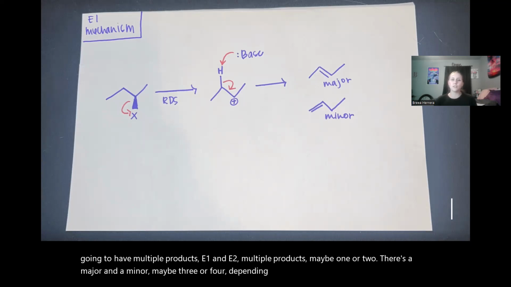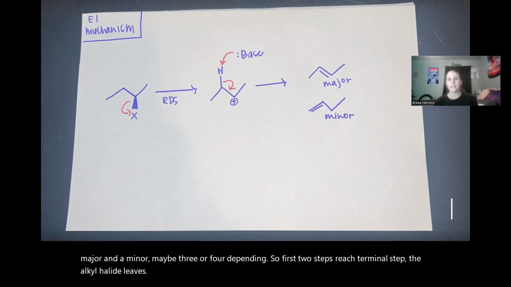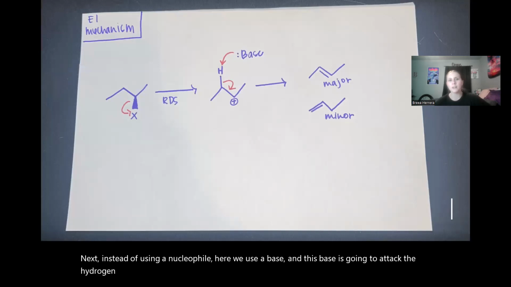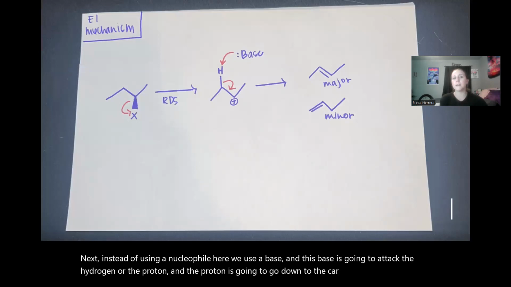So first, 2 steps, rate determining step, the alkyl halide leaves. Next, instead of using a nucleophile here, we use a base. And this base is going to attack the hydrogen or the proton, and the proton's going to go down to the carbocation to form that double bond.